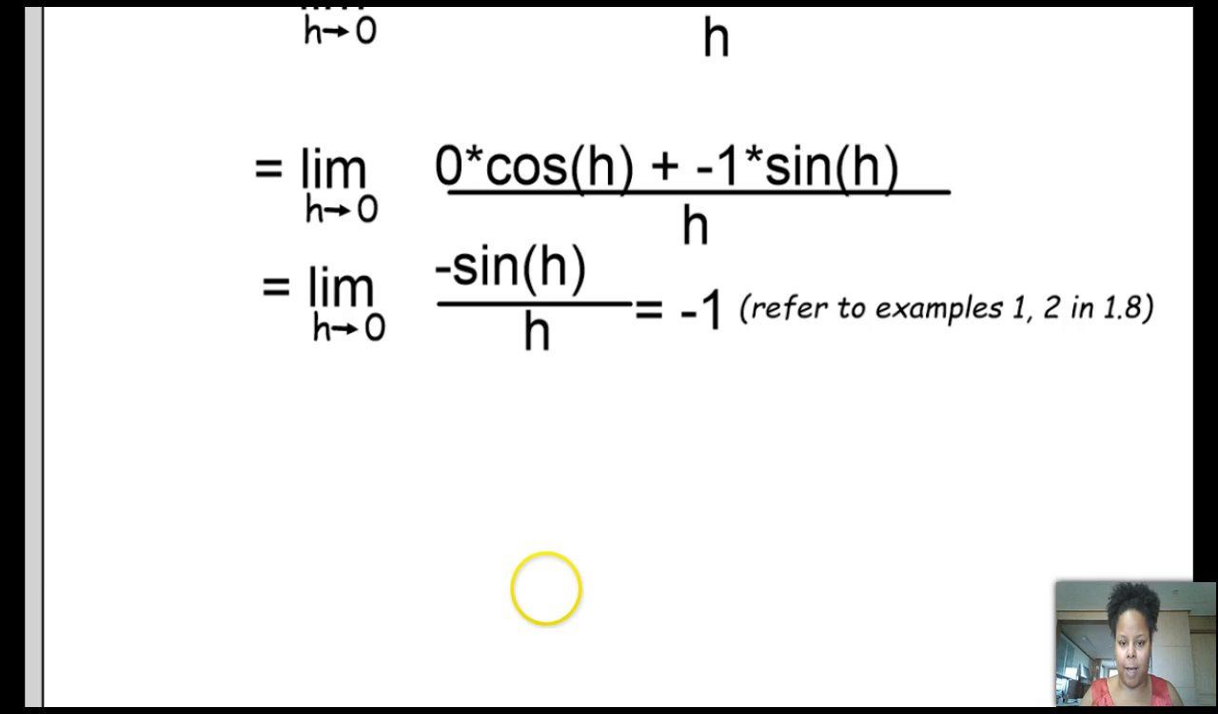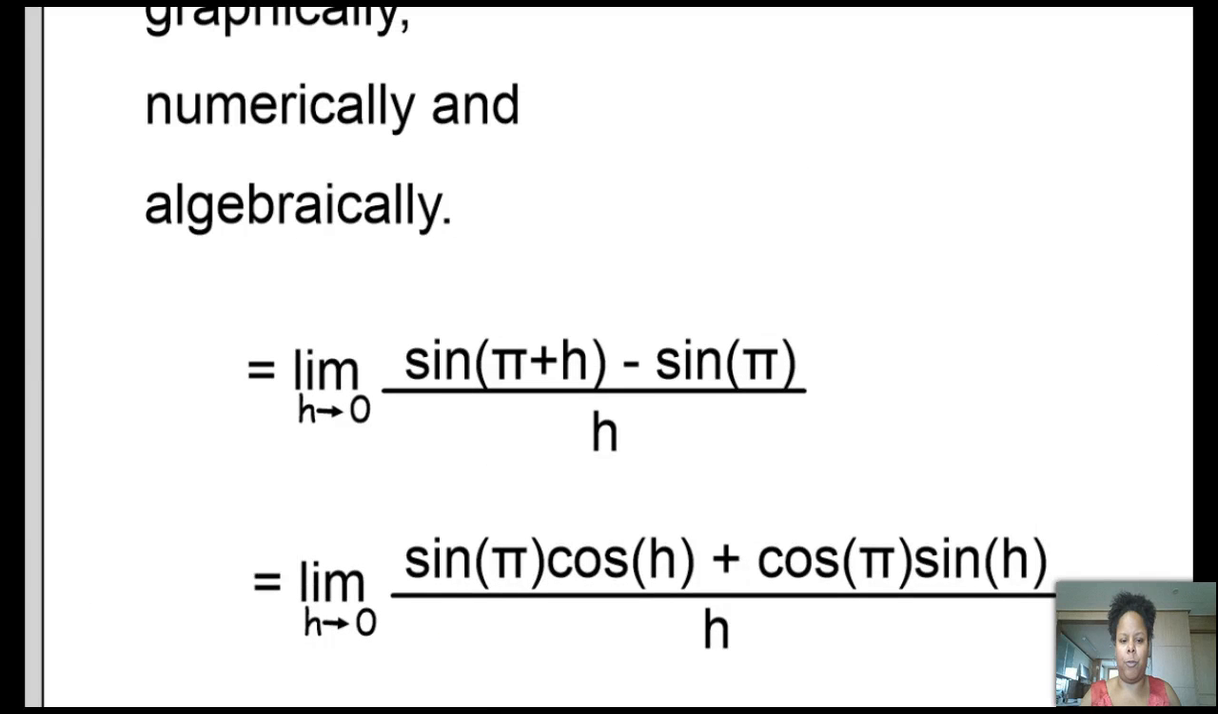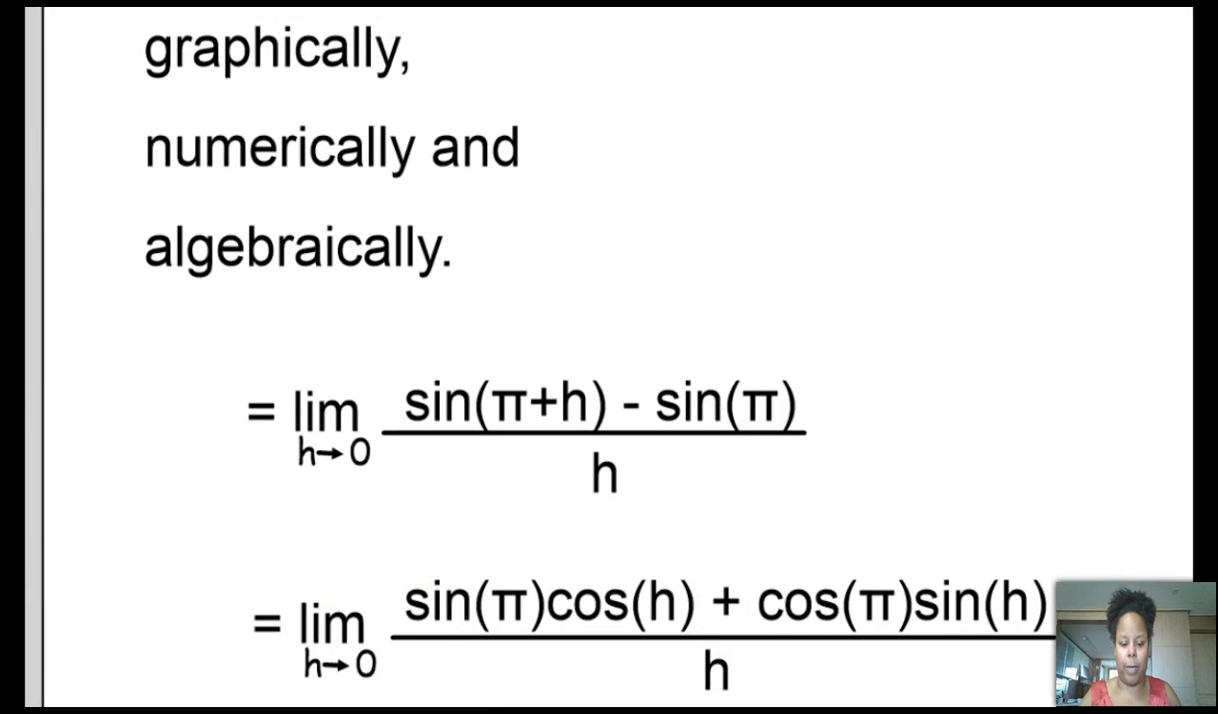So we have been able to find the limit, or the derivative, of the function sine of x at the point x equals pi in 3 different formats: graphically, numerically, and algebraically.